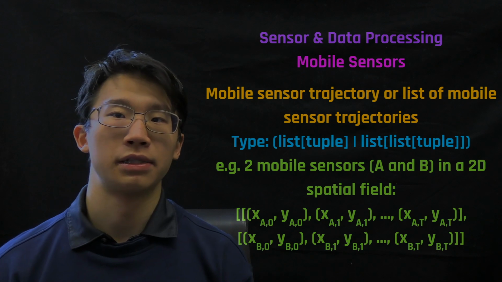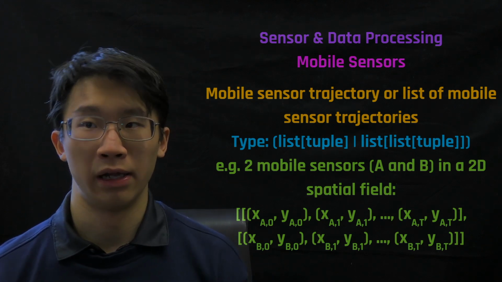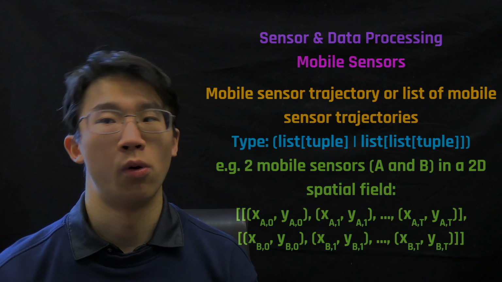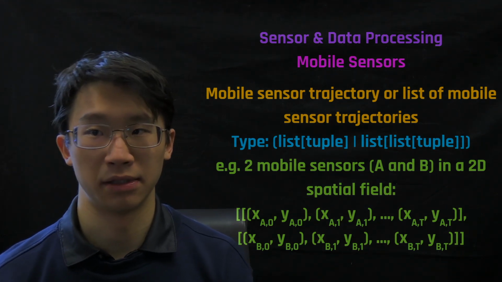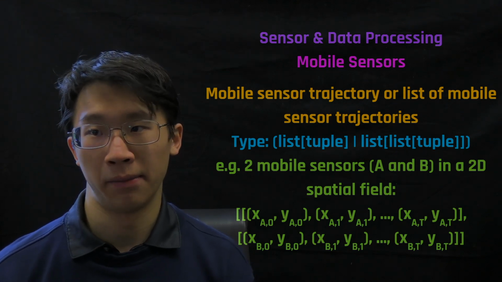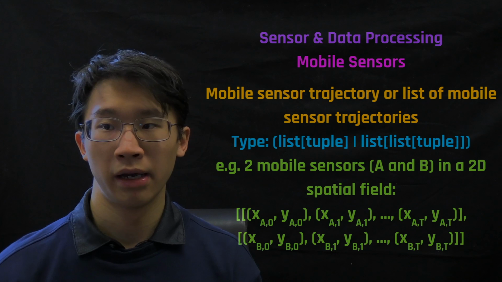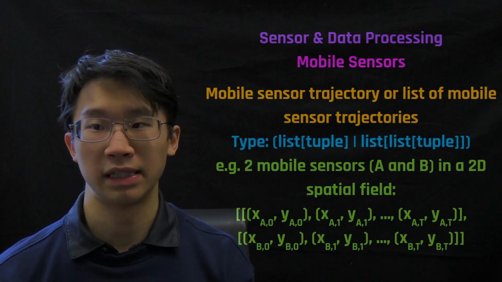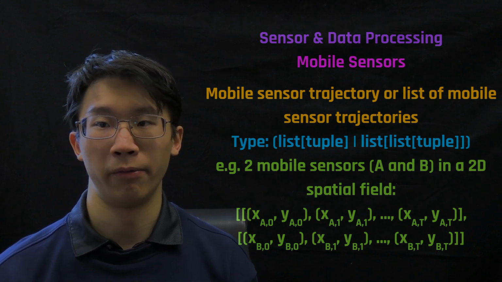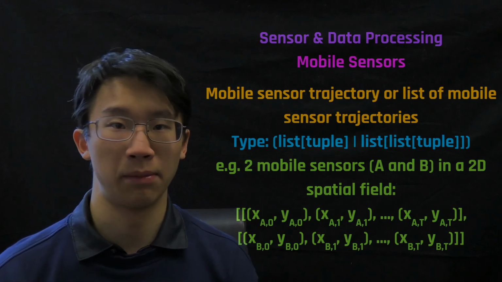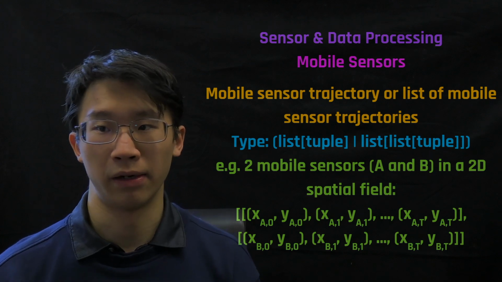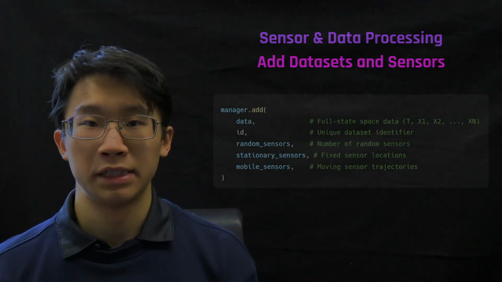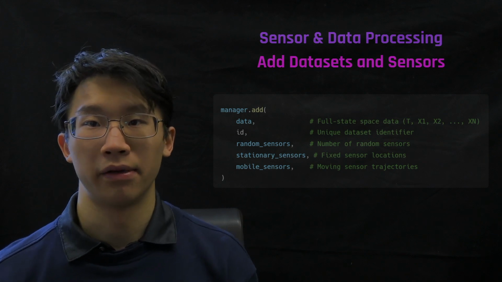Next up, we have mobile sensors. So here we have mobile sensor trajectories, or a list of mobile sensor trajectories. The type of this would be a list of tuples for a single mobile sensor, or a nested list of tuples if you have multiple mobile sensors. An example is 2 mobile sensors, A and B, in a 2D spatial field. So here, our first list is for sensor A. We start with the coordinate at time equals 0, and then we go up till time equals t. And then we append it with another list for sensor B, where we start at time equals 0 and go up till time equals t, where t is the number of time steps in your data set. Hopefully this overview gave you a better understanding of the add method for the manager.